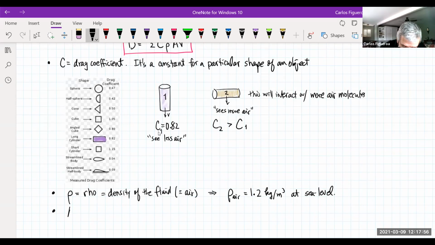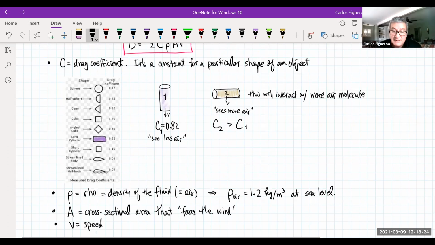The other parameter is A. This is the cross-sectional area that faces the wind. And of course, V is the speed.